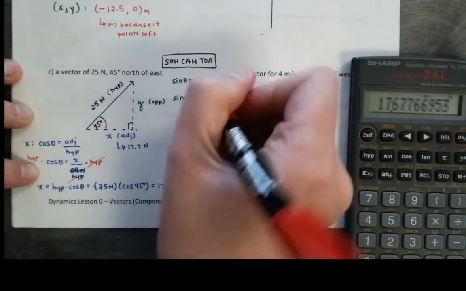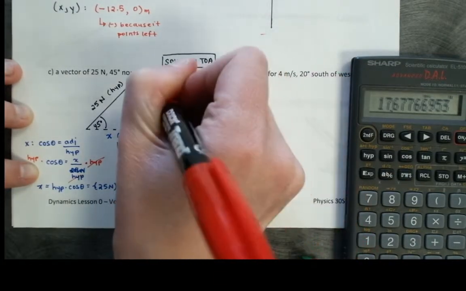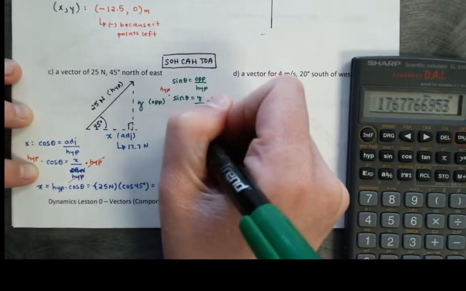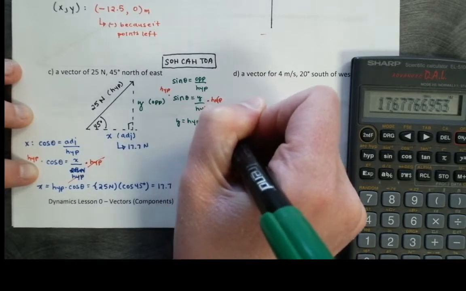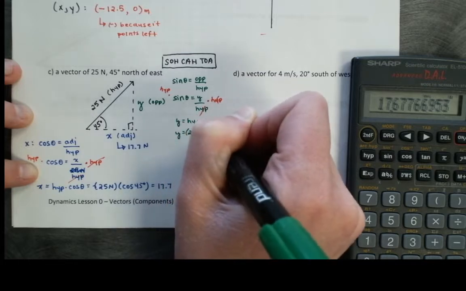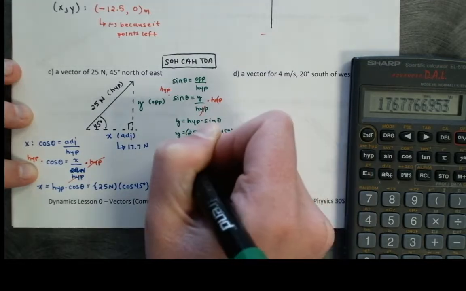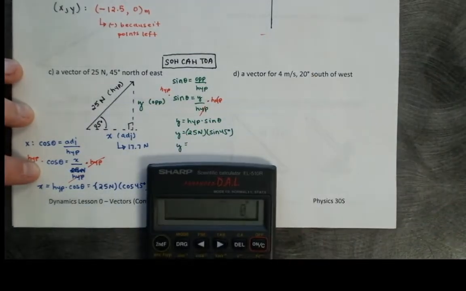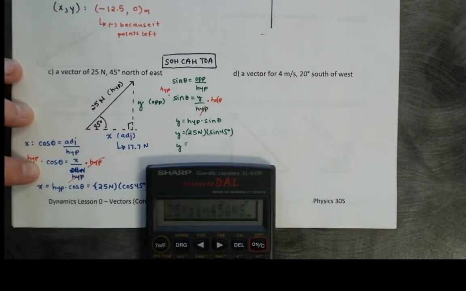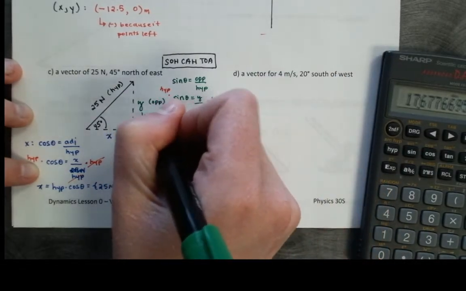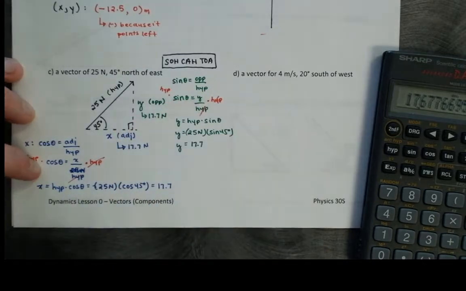So let's do the same thing and get y by itself. So we're going to multiply both sides by hypotenuse. Hypotenuse cancels out, and we're left with y equals hypotenuse times sine of theta. Hypotenuse was 25, sine of 45. Well, when we have a 45-degree angle, that means the other two sides are the same. So let's see if we get the same answer. 25 times sine 45. Oops. 17.7. So really, y is also 17.7 newtons.